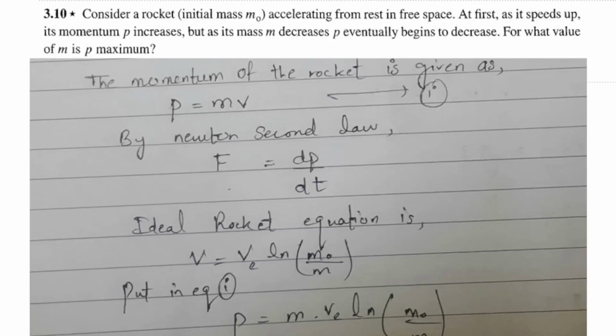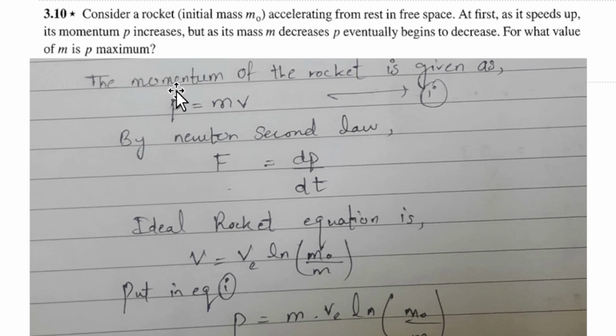Okay, let's start numerical 3.10 of section 3.2, rockets. First we have to consider the rocket with the initial mass m0 accelerating from rest in free space. At first, as it speeds up, its momentum increases, and as its mass decreases, its momentum eventually begins to decrease. So we have to find for what value of m the momentum is maximum.